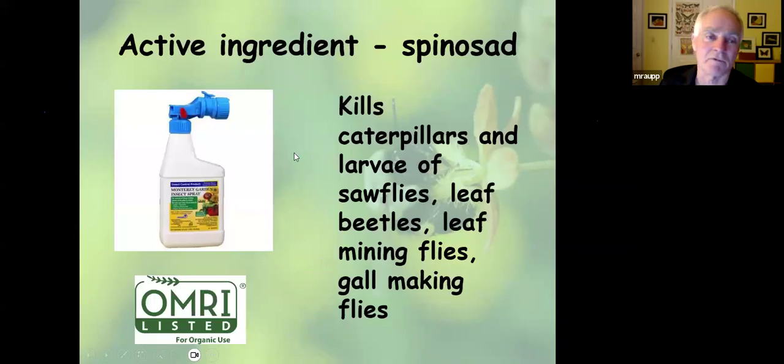So what are some of these OMRI listed materials? Well, here's one of my favorites. It's called spinosad. Always learn your active ingredients too. Don't bother with these crazy trade names. They mean nothing. Always look on your label and it will have your active ingredients. That's what you need to learn. That's what I always look for. And I'm always going to look for my OMRI label right here. It controls caterpillars, sawfly larvae, leaf beetles, leaf mining flies, and some gall makers.